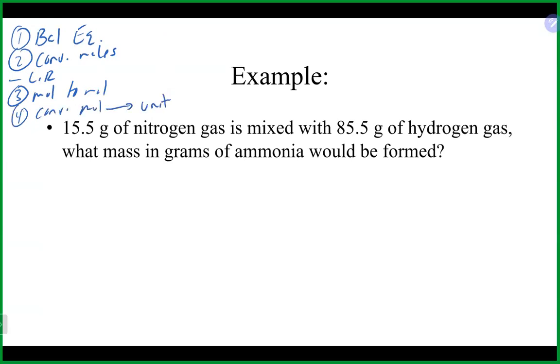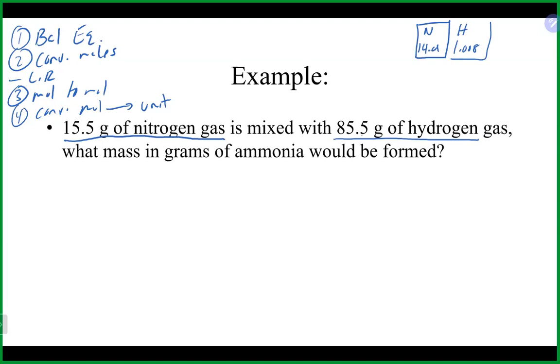Actually, let's take a look at it together here and go through this one. So some numbers we're going to need is nitrogen is 14.01. Hydrogen is 1.008. And I think that's all we need. All right, so first off, we have 15 grams of nitrogen gas mixed with 85.5 grams of hydrogen gas. What is the grams of ammonia that is formed?